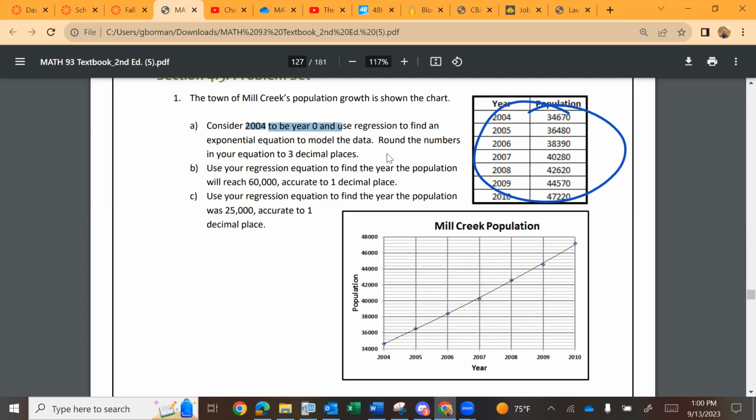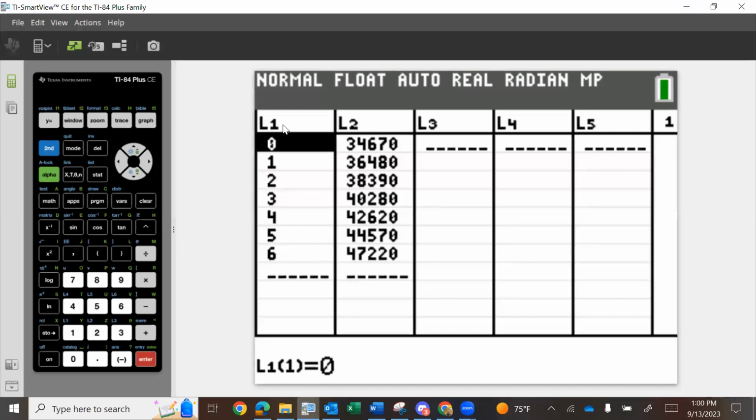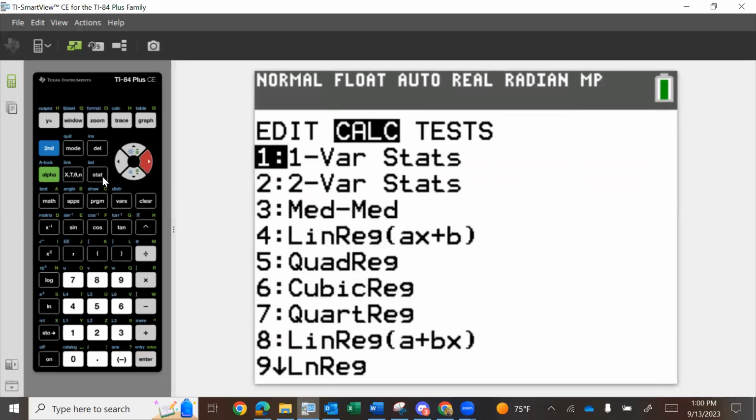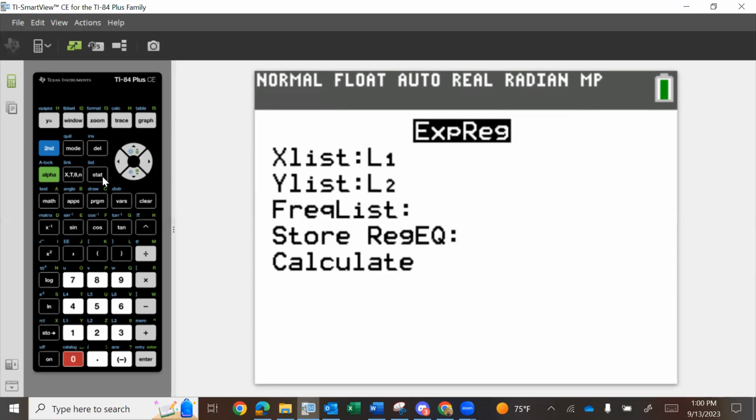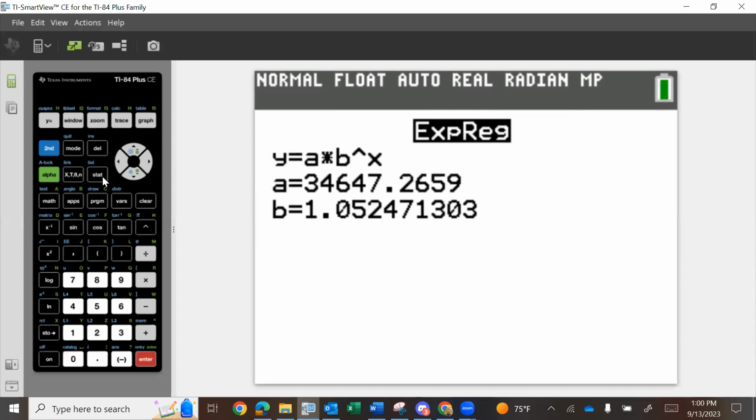We've done that before, but I don't remember what it is, so let's go do it right now. I've got all the data typed in there. I'll go stat, right arrow, and then down to exponential regression. That's option 0. Was it 3 decimal places? Yes, it was. Let's write down that equation.